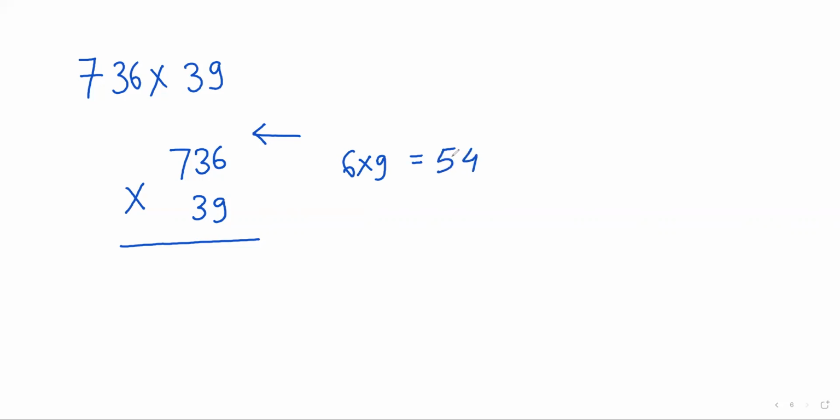You can see here there are 2 digits, so write the last digit, that is the unit digit, here, and take the next number as carry and write it above the next number. Right, here we get 54 after multiplying 6 and 9. Now we will write this 5 as carry above the next number, the 6.